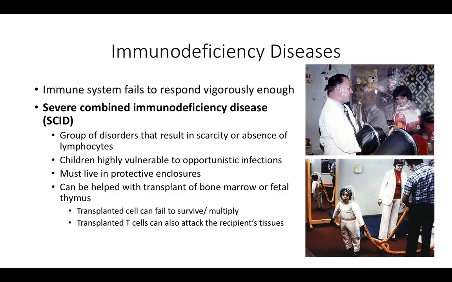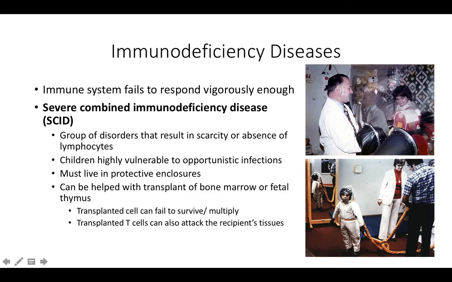so SCID. And it's characterized by a group of disorders that either result in very little or a complete absence of lymphocytes. So that makes children with this disease highly vulnerable to opportunistic infections, and for that reason they have to live in these protective enclosures. So this is a little boy that we'll talk about in the next slide too, but you can see he's in this protective enclosure, and even when he comes out, he has to live in this little plastic suit.